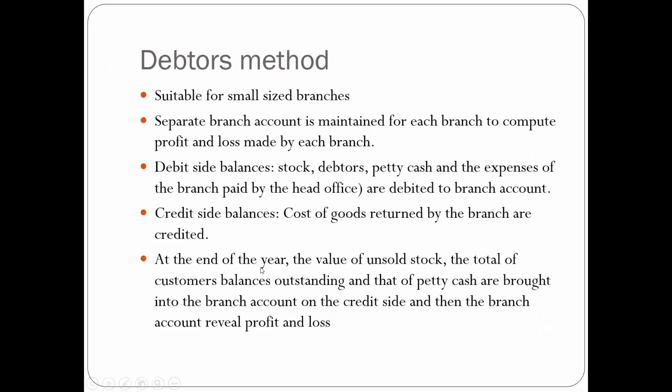At the end of the year, the value of unsold stock, the total of customer balances outstanding, and that of petty cash are brought into the branch account on the credit side, and the branch account reveals the profit or loss, that is transferred to the general profit and loss account. So let us get back to the problem. Last class I told you that you will be trying out the second problem from your side. So let us look into the solution.